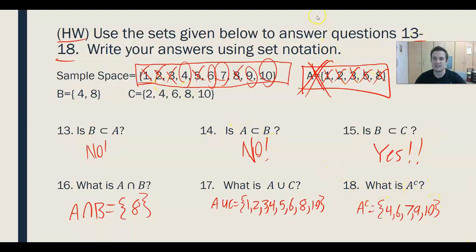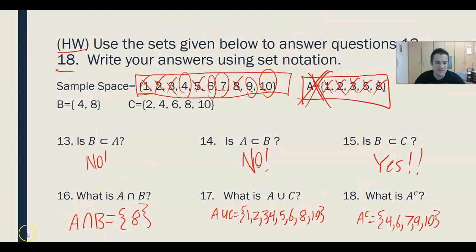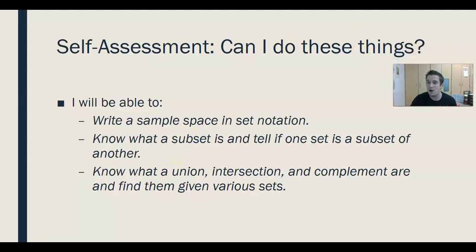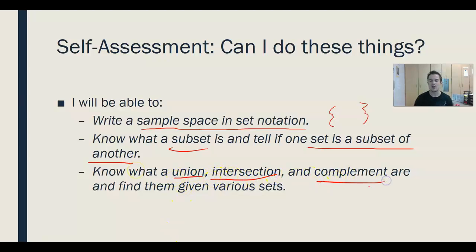So that's a helpful little section of your homework for you, questions 13 through 18. And that's all I got for you today. That's all that's contained in this first lesson, set notation. Again, this is going to be really good preparation for the rest of this unit on probability. By the end of this lesson, I was hoping that you're able to write a sample space in set notation, meaning in those curly brackets. I want you to know what a subset is and be able to tell if one set is a subset of another. And I want you to know what the union, intersection, and complement mean and find them given different sets.